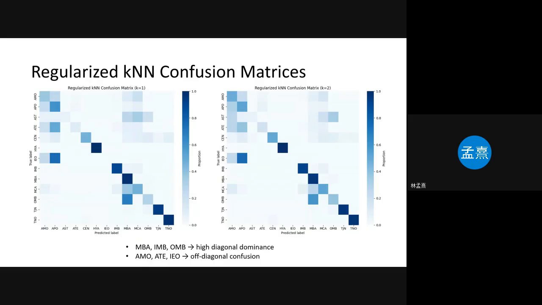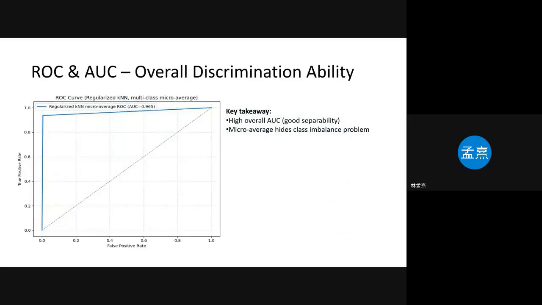So this is just about the same as weighted KNN. The dominant classes have high diagonal dominance, and the minor classes have very low dominance. Okay. Next slide.